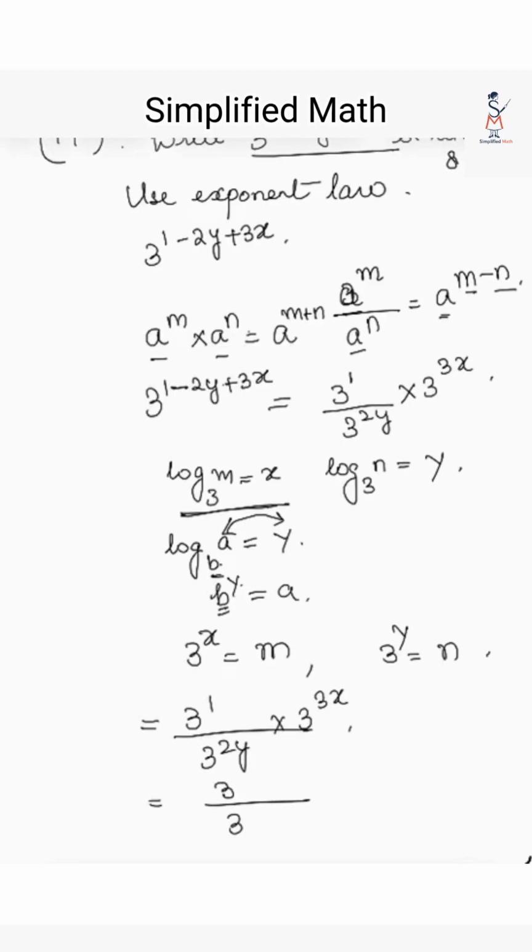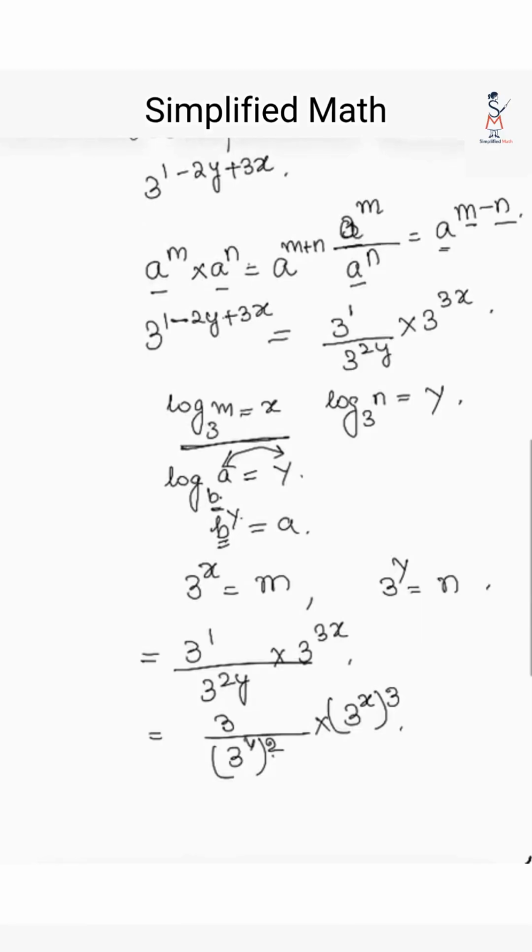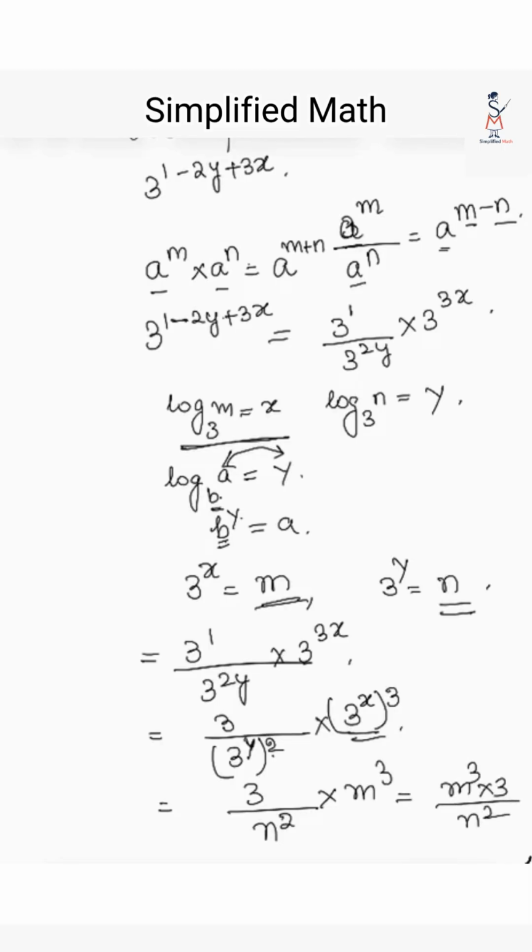This can be 3 raised to the power y, whole squared, and this can be written as 3 raised to the power x, whole raised to the power 3. We can split the powers like this. So 3 raised to the power y whole to the power 2, and 3 raised to the power y is n. We found out this becomes n square. 3 raised to the power x is m, so m cube. So this becomes 3 m cube by n square.